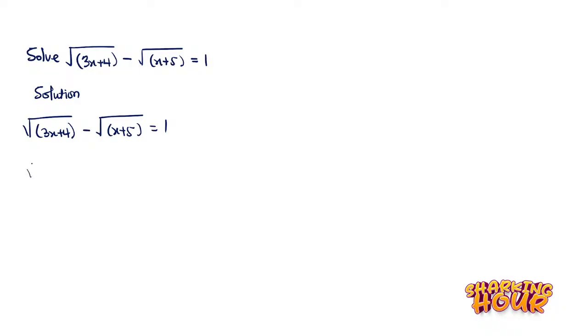So if I do that, I will have my root of 3x plus 4 on the left, and this will be equal to my 1, which will still be here immediately after the equal sign. But now the negative root of x plus 5 has been moved to the other side, so it becomes positive root of x plus 5. So this is what I will get after moving the negative root of x plus 5 to the other side of the equal to sign. Now I hope up until this point we all understand.